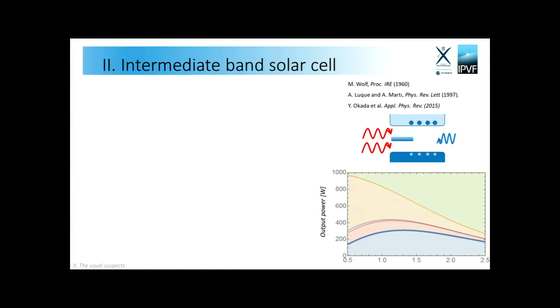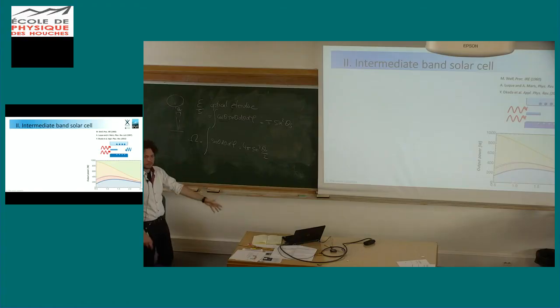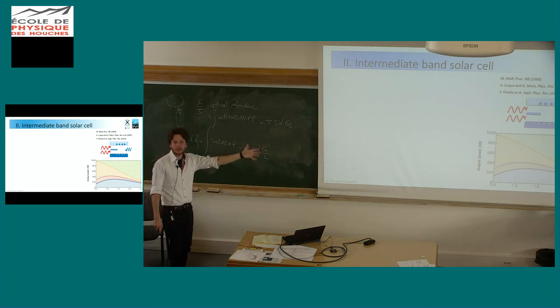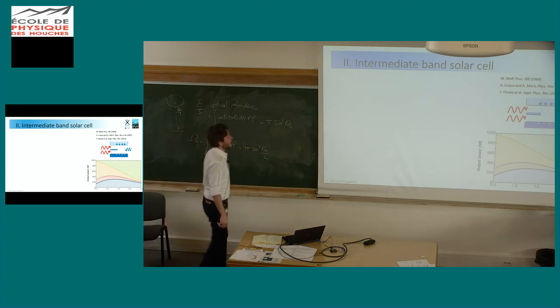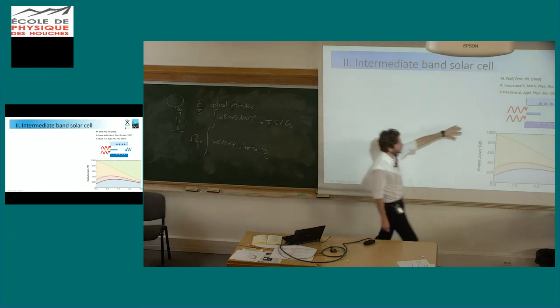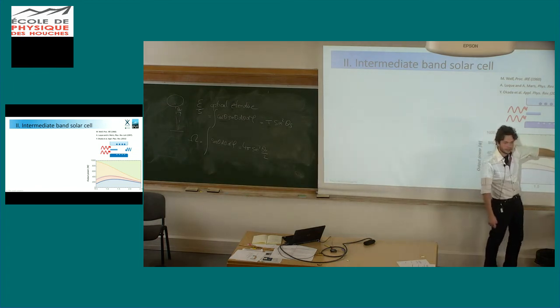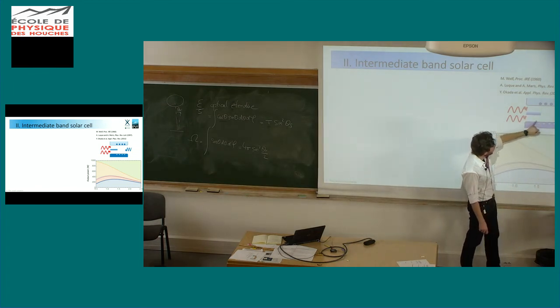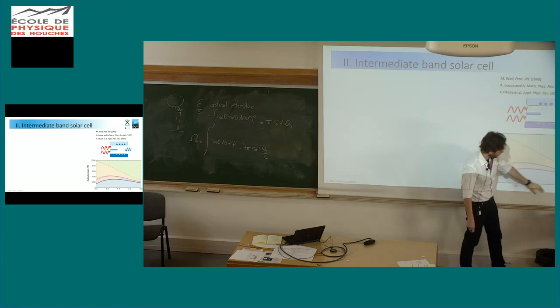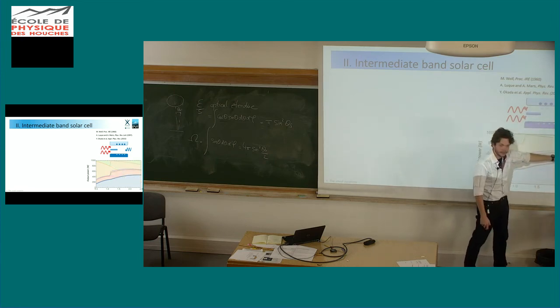Last but not least, intermediate band solar cell. Maybe we're not going to play the game again, because now I'm pretty sure you all see how it goes. We're talking here about red photons. So these photons used to be not absorbed here, and now we are absorbing them because we have a 2-step absorption. So what is going to happen here is this, essentially.